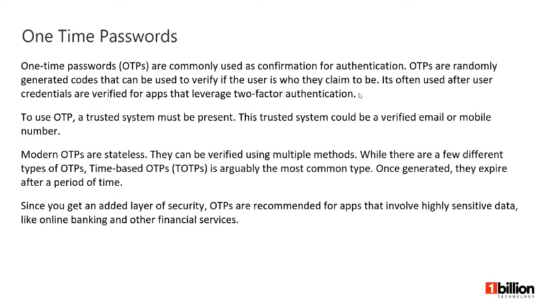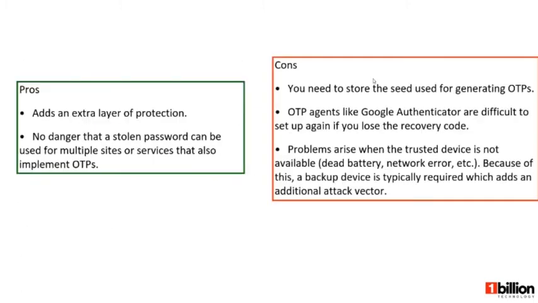While there are a few different types of OTPs, time-based OTP (TOTP) is arguably the most common type. Once generated, they expire after a period of time. Since you get an added layer of security, OTPs are recommended for apps that involve highly sensitive data like online banking and other financial services. Let's look at advantages and disadvantages of OTP.